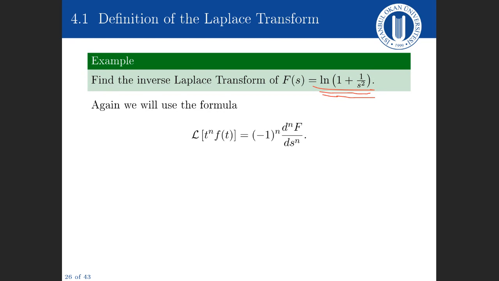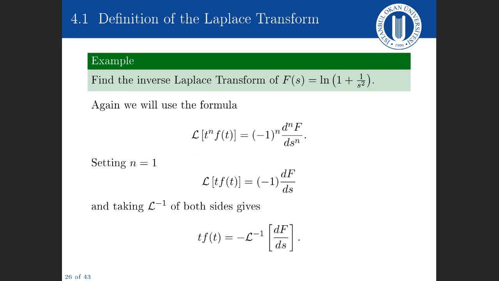Again, we're going to use the formula. The Laplace transform of t to the power n f of t is equal to minus 1 to the power n times the nth derivative of capital F. We're going to set n equal to 1, because we're only going to be differentiating one time. And then we're going to take the inverse Laplace transform of both sides to get t f of t is equal to minus the inverse Laplace transform of dF/ds.